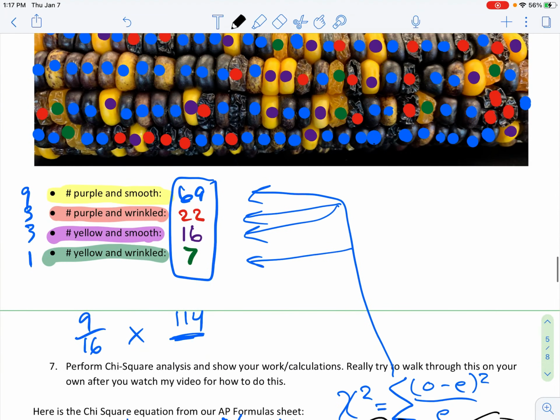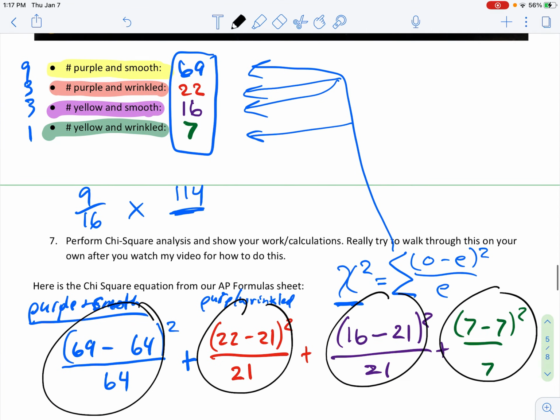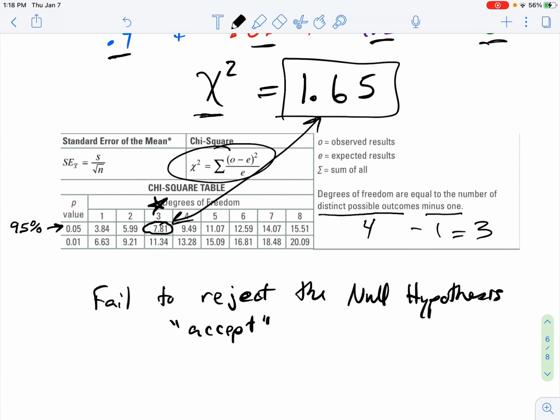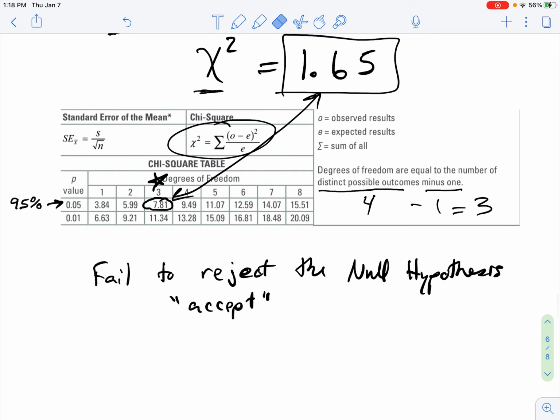We had pretty close values, right? We expected 64, we got 69. We expected 21, we got 22. So pretty darn close. And that number is telling us. So if our chi-square value were like 10, 10 is greater than 7.81, meaning there's just too much difference and something's going on here. There's some other thing at play, and we would have to come up with an alternative hypothesis. But the observed is pretty close to what we'd expect.